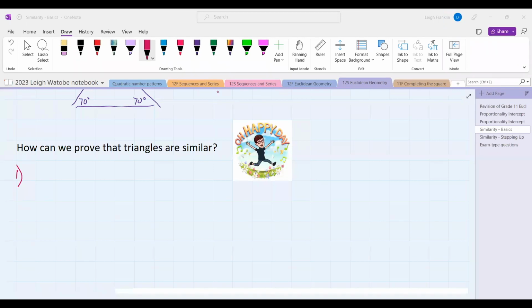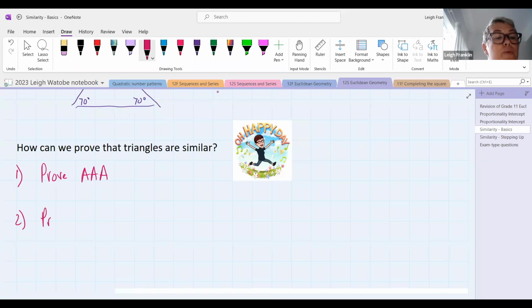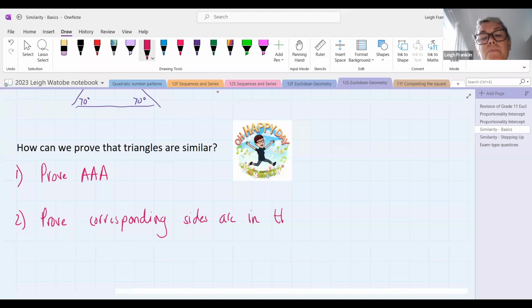Ma'am, I would say you would find if the angles are equal or see if the ratios of the 2 triangles are the same. Yeah. Perfect, Owan, that's perfect. So either you are going to prove angle, angle, angle, or you are going to prove that the corresponding sides are in the same proportion. There's 2 ways that this can be done.